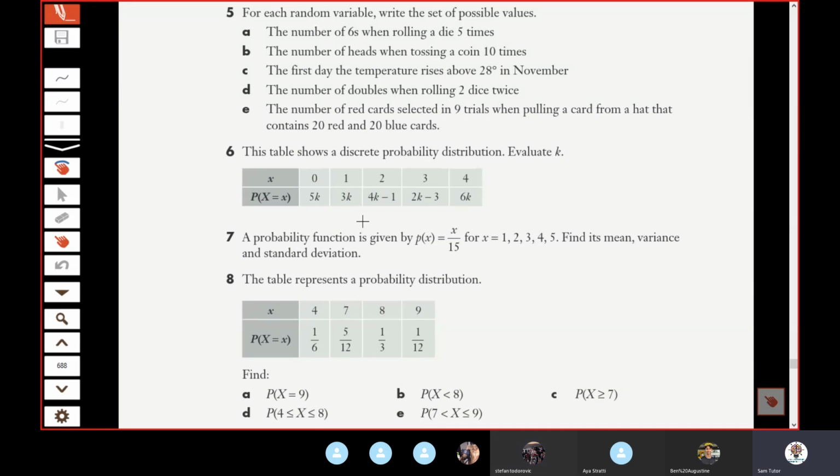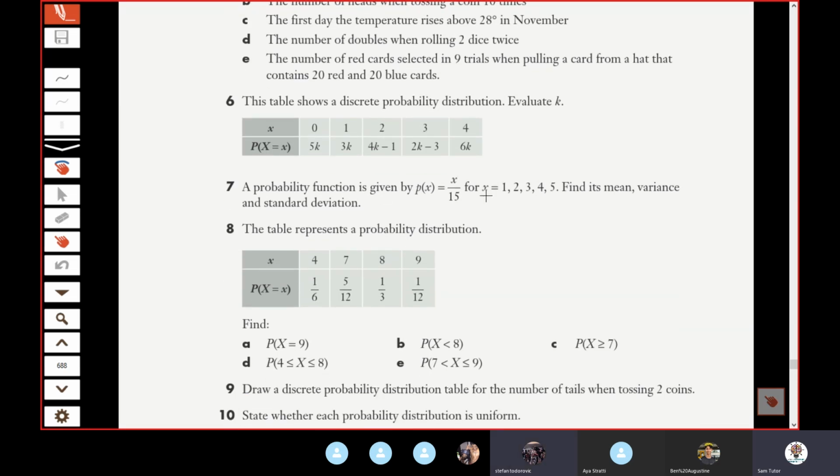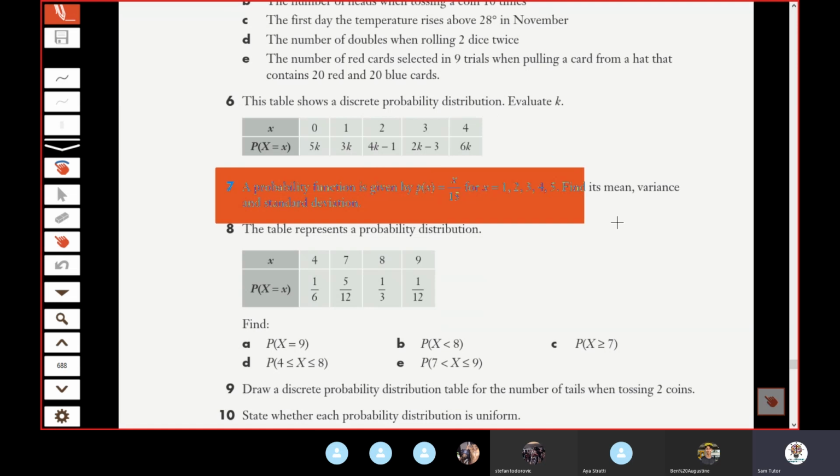Evaluate K, same thing. You just add them up. 5K plus this, plus this, plus this, plus this must equal 1, and then just solve. All right. There we go. We can try this one.